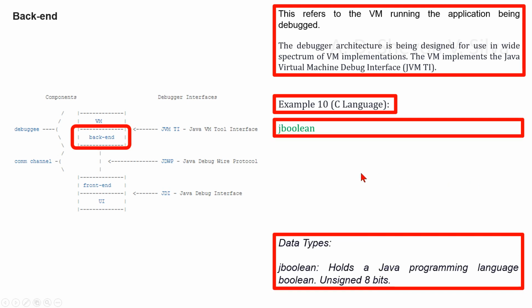Now we are considering data types. Here jboolean holds a Java programming language boolean, unsigned 8-bit.